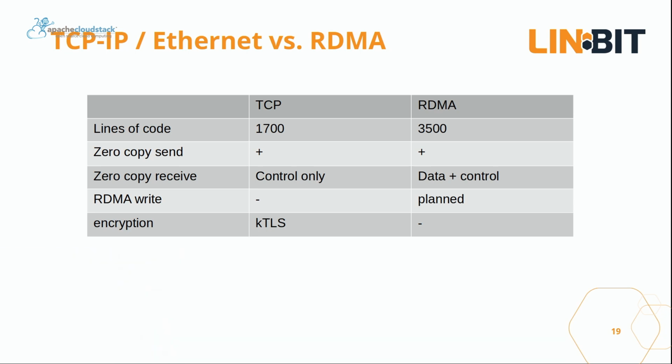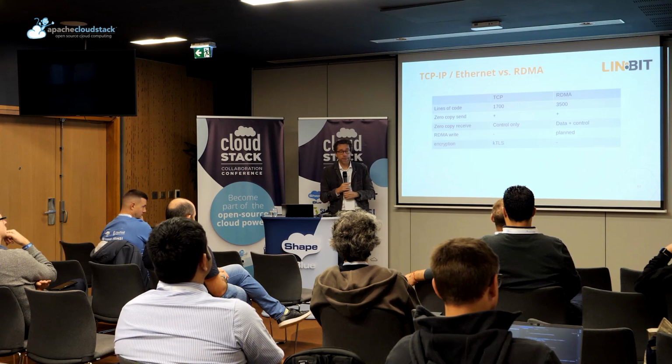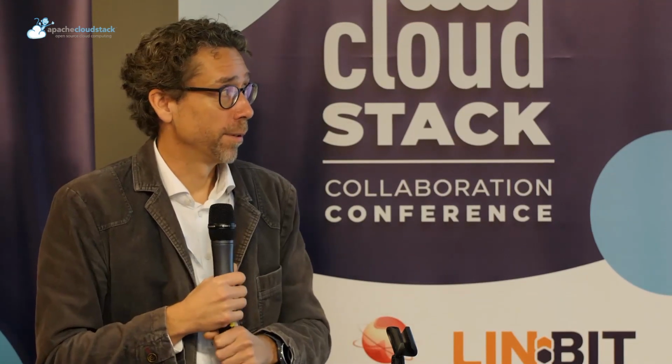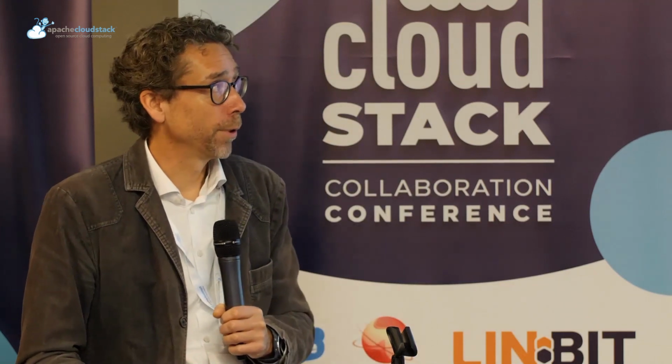And then on the feature side, on the TCP side, we can use KTLS, so TLS encryption in the kernel. On the RDMA side, maybe there is something possible, currently out of scope. So the takeaway here is, if you want to optimize what it takes on a network, think about RDMA.